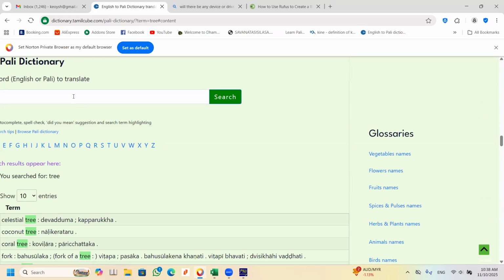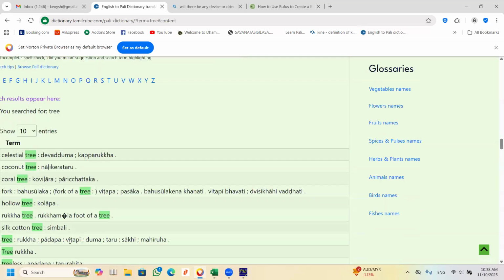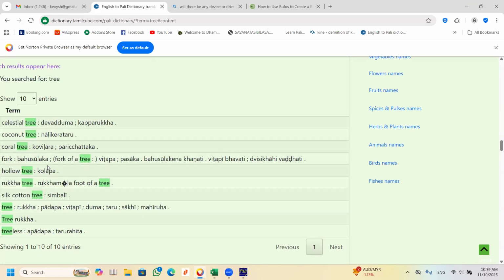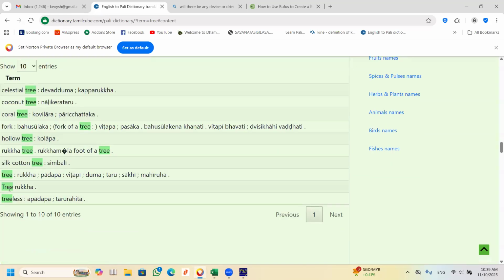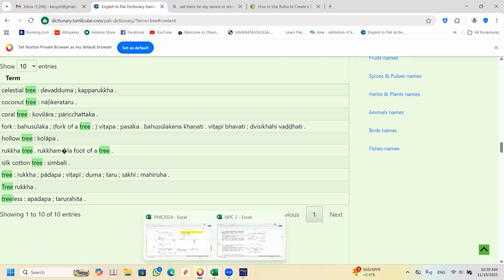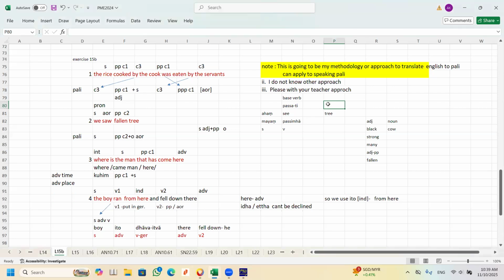Okay, so just now I typed the tree. It's supposed to come out. See the arrangement all crooked. Something wrong with my laptop. So when it comes to here, you don't take this because this is celery tree, coconut tree, coral tree. That means this is a hollow tree. You have to take this one, solid tree. Tree, ruka. You have to take this one. So you know that it is a ruka already. So that is the approach.